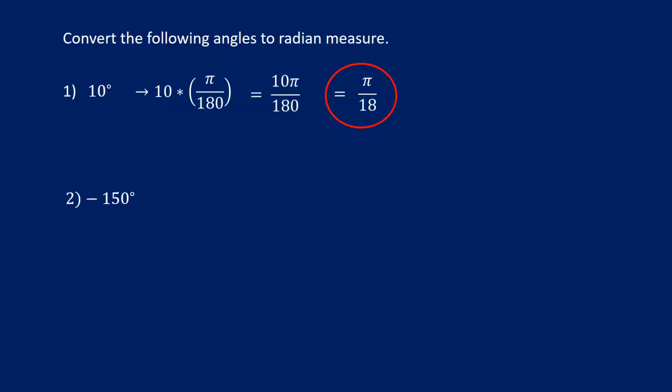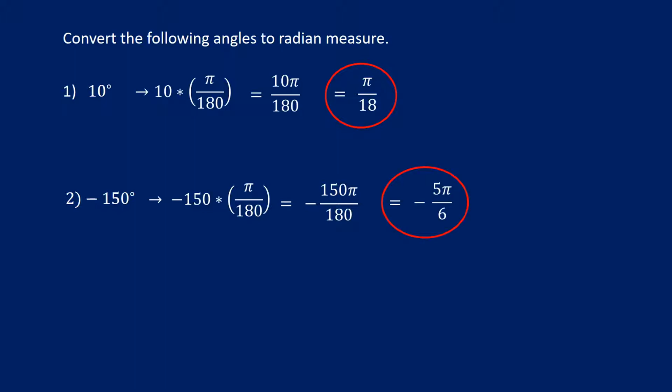Example 2, negative 150 degrees. So we're going to follow a very similar procedure. We're going to multiply negative 150 by pi over 180. That gives us negative 150 pi over 180, which simplifies to negative 5 pi over 6.